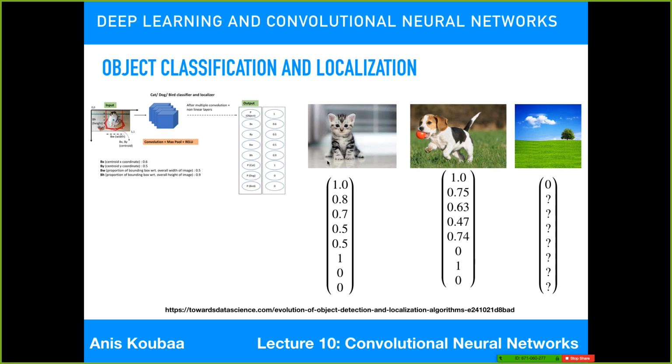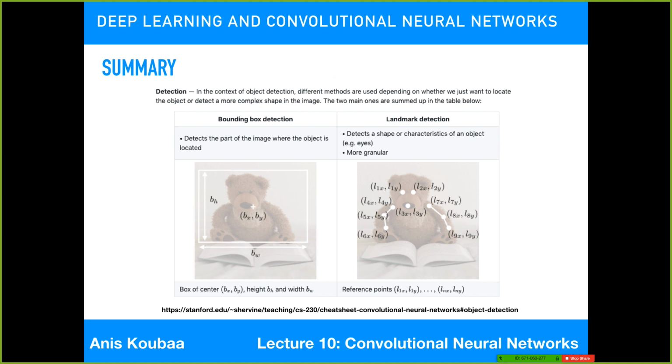What changed is the format of the output, because the output will contain more information, not only the classes, but also the information about the bounding boxes and whether an object is present or not present in the image. Okay, so to summarize, in the context of object detection, different methods are used depending on whether we just want to locate the object or detect a more complex shape of the image.